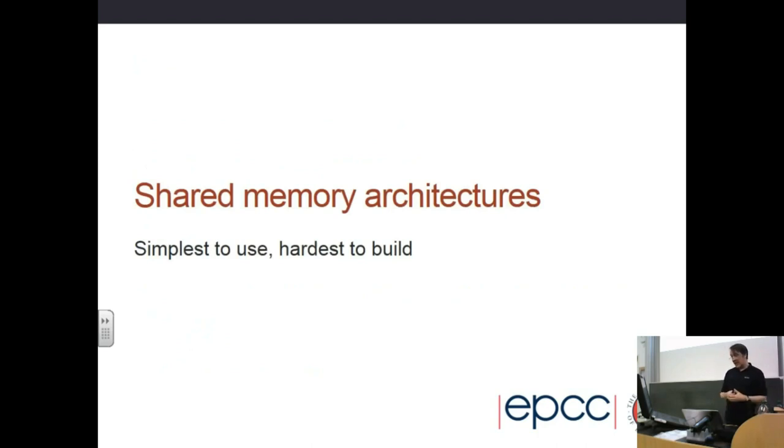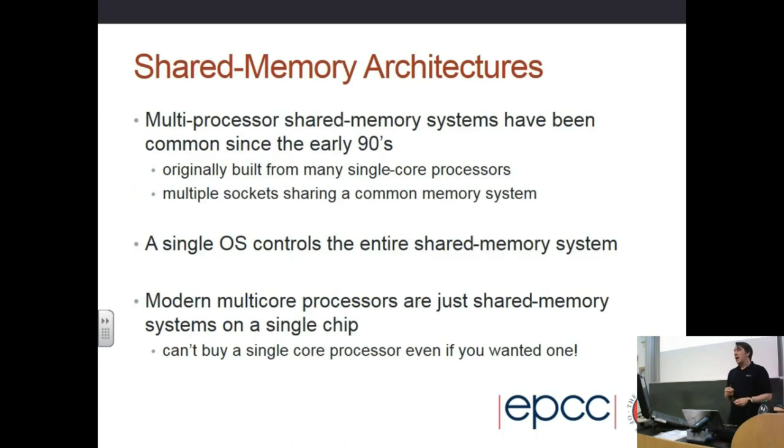So the first architecture for parallel computing is shared memory. It's the simplest to use, so the world would be a much nicer place if all machines were shared memory machines, but it's the hardest to build. A shared memory architecture has multiple processors all sharing the same memory, directly attached to the same physical piece of memory. This has been around since the early 90s, when you could only get single core processors. So you bought lots of single core processors, but you built a special motherboard which allowed you to have multiple sockets and connect them together to a common memory system.